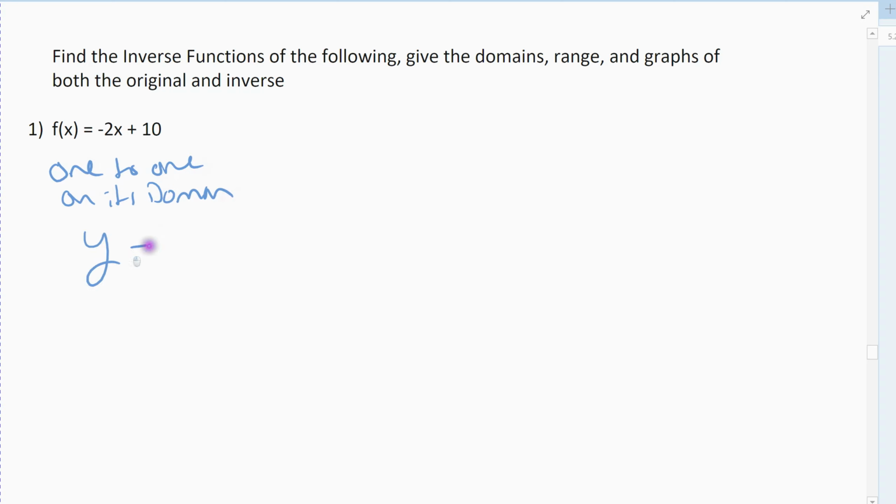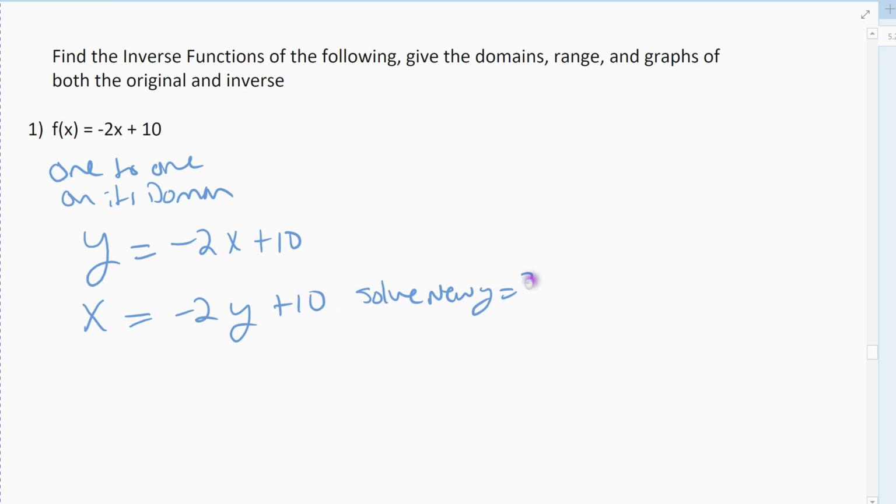Alright, so the first thing is rewrite it as y equals negative 2x plus 10, and then interchange what x and y does. So switch it. What was x becomes y, what was y becomes x. And then the hard part is, well, now we want to solve for the new y equals expression.